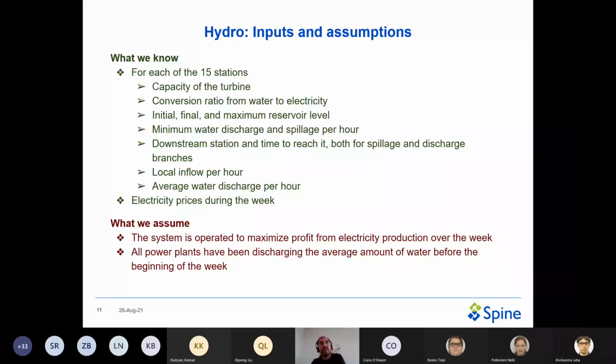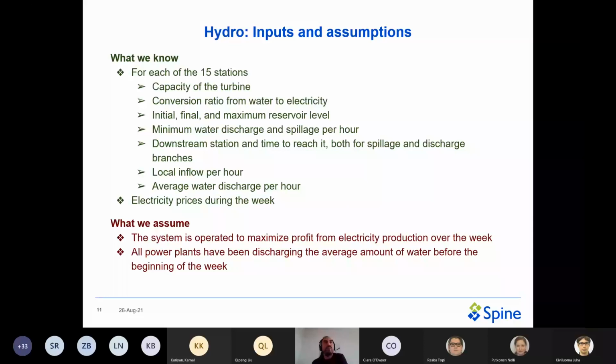And this time can depend on whether the water is spilled or discharged through the turbine. We also have the local inflow per hour, so the water that's coming to the reservoir from melting snow or whatever, and some average water discharge per hour that gives information on what the steady state of the river is.